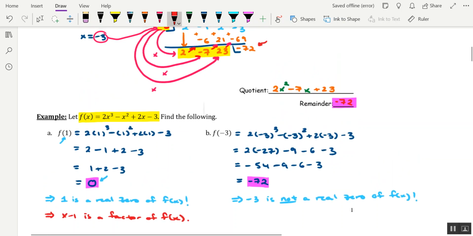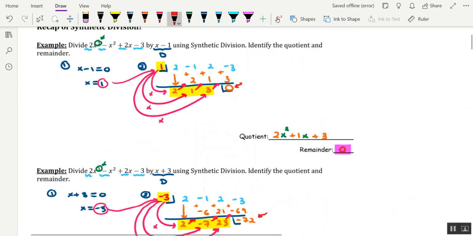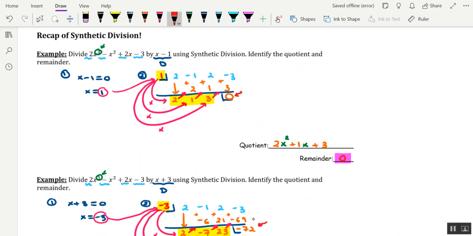So in other words, the fact that we got a remainder of 0 when we did synthetic division, in other words, when we divided the function by x minus 1, implies a couple of things. Number one, x minus 1 is a factor of the function, and 1 is a real 0 of it.